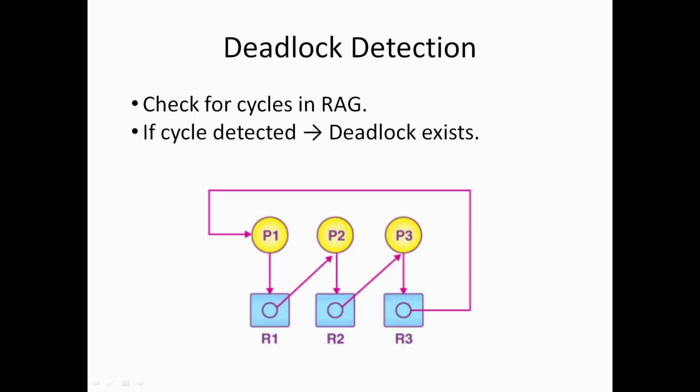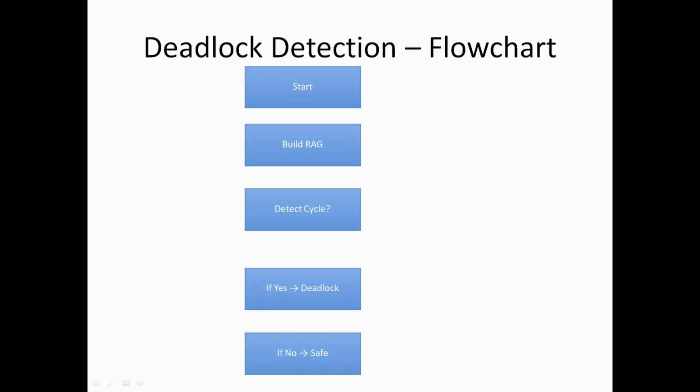Deadlock detection. Sometimes preventing deadlocks completely isn't practical, so the system allows them to occur and detects when they happen. In this flowchart, we build the RAG based on which processes hold or request resources. Next, the system checks for cycles. If a cycle is found, deadlock exists. If not, the system is safe.